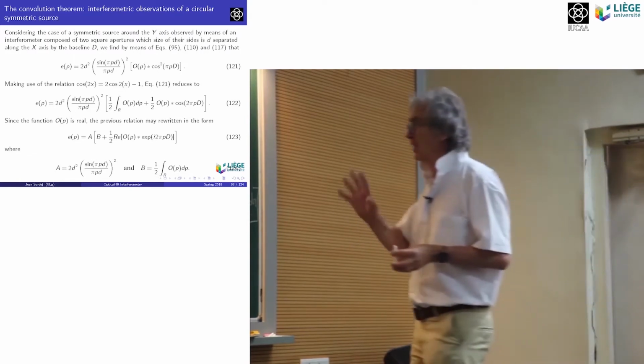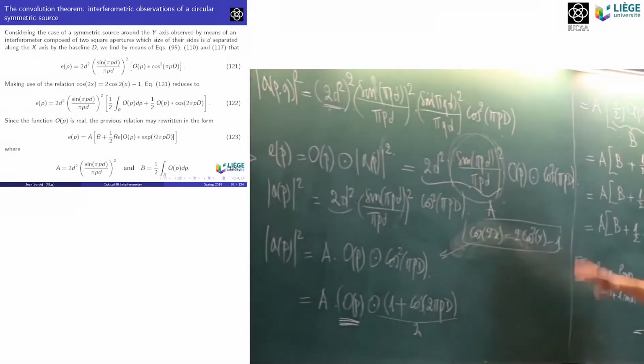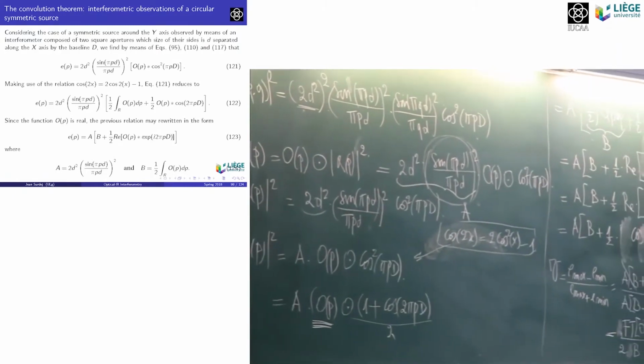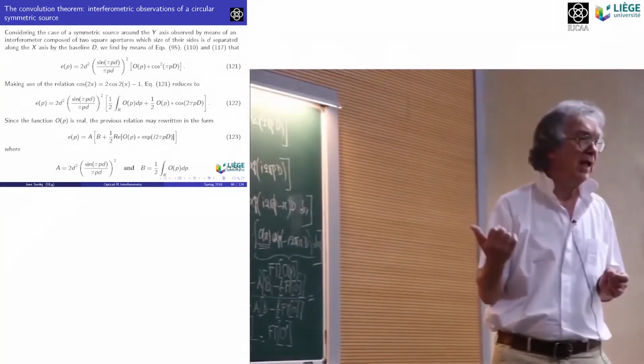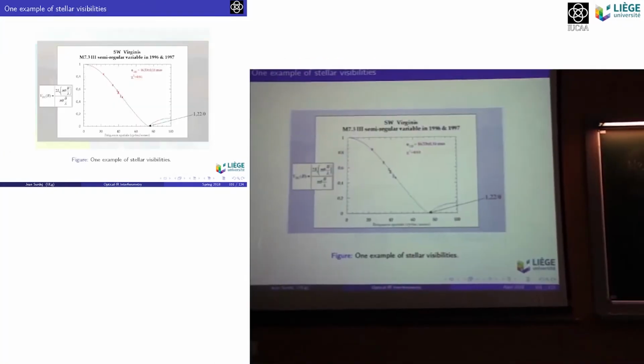What is important to realize is that this term, which represents the single aperture, may get out of the convolution product because we don't resolve the source with a single aperture. So it behaves like a Dirac delta function. Now, what I wanted to show you is how people use interferometers to measure angular diameters.